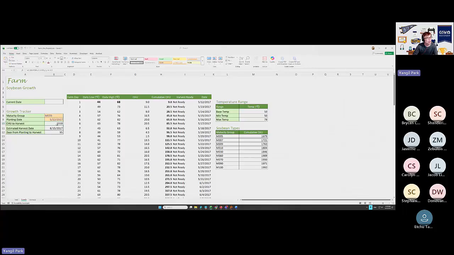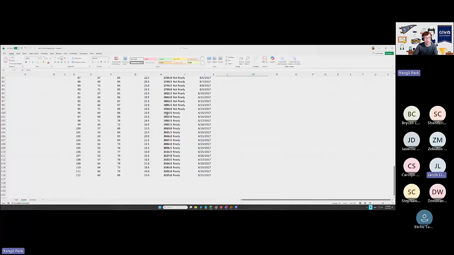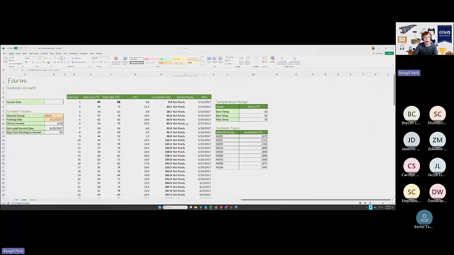Oh, okay. I was looking at the wrong soybean. The soybean we should be looking at is 070, which is this one. So that's why we have a 1030. As soon as it reaches or passes 1030, then it says ready. Okay, so that's the idea of this column I.